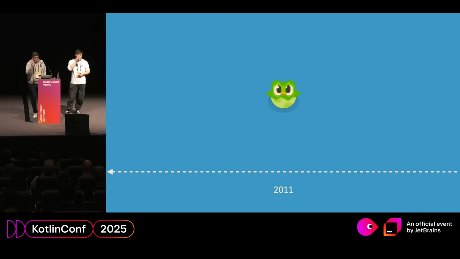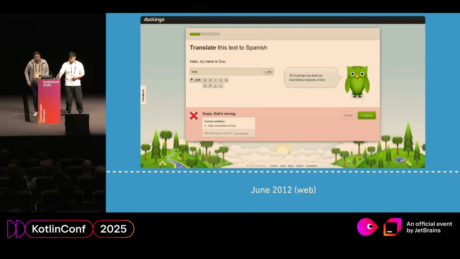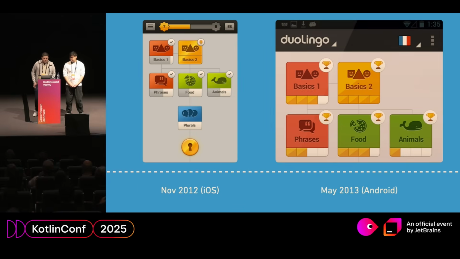But first, a brief history. Since it was founded in 2011, Duolingo's mission has been to develop the best education in the world and make it universally available. Around June of 2012, this mission began when Duolingo first launched, starting with its web platform. In the next 12 months, the iOS app was released, followed by the Android app.